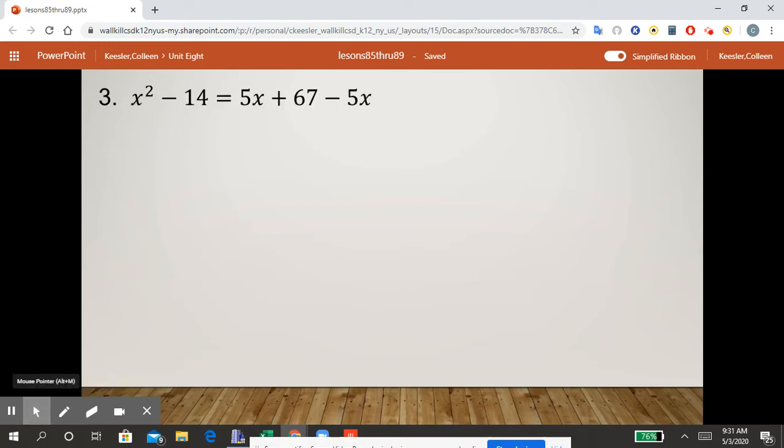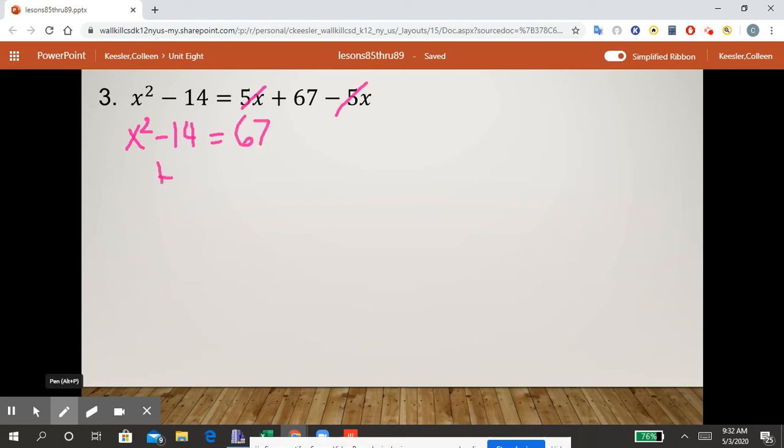Number 3. Again, we have a tricky equation. Looks very challenging, but I promise you can handle it. We're going to start by combining like terms on one side to make this simpler. So we have x squared minus 14 equals 5x minus 5x cancels out. So we just have 67. And now we have a very basic equation.